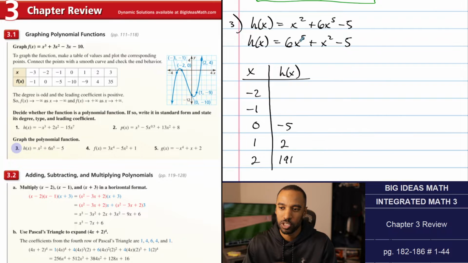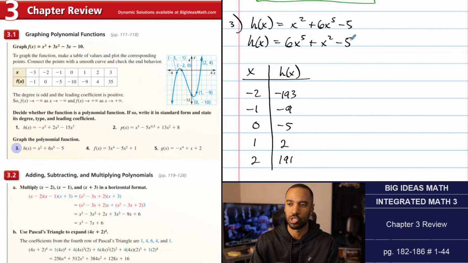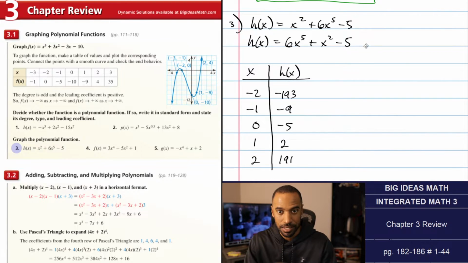Negative 1, let's go backwards. Negative 1 to odd powers will be a negative number, so that'll become negative 6. Plus negative 1 squared is positive 1, so that's negative 4. Minus 5 is negative 9. And then negative 2 to the 5th is negative 32. That's negative 192. Plus 4 is negative 188. Minus 5 is negative 193. So even the negative 2 to 2 are even crazy numbers.